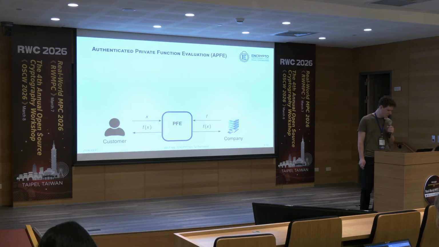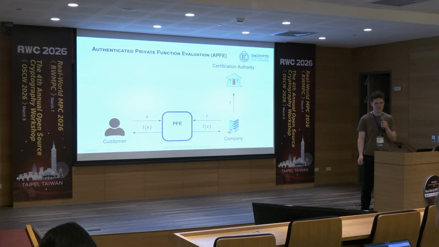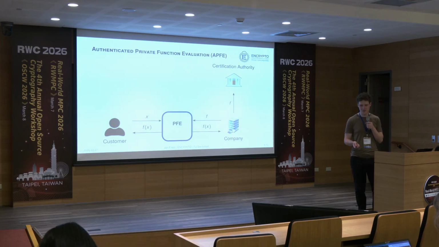So let's see what we want to have instead. Instead, we want to have some possibility to check whether the function satisfies certain criteria. Therefore, we need a trusted third party. We call it a certification authority, which is trusted by the company to not leak the function and by the customer to properly check this function. So the company provides the function to the certification authority, who then checks if the requirements are met, and if so, it signs this function and publishes the certificate to all customers.